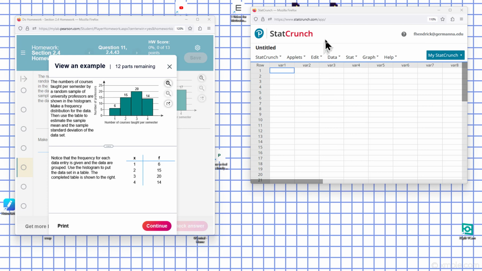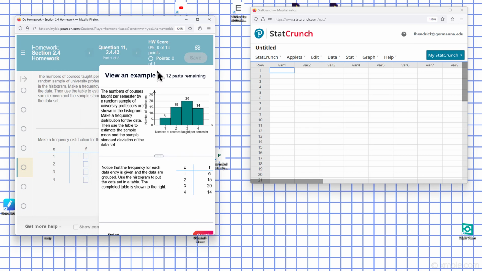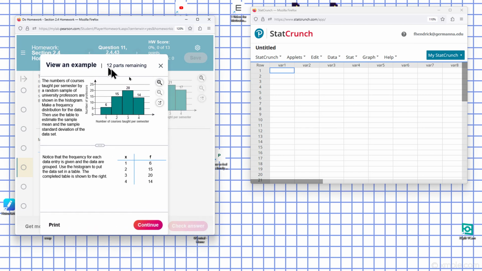So I went ahead and opened up StatCrunch. When I look at the histogram, I see the frequencies are at the top, so I can complete the table. If you look at the problem, they give us X and we fill in the frequencies. So I can fill it in StatCrunch.